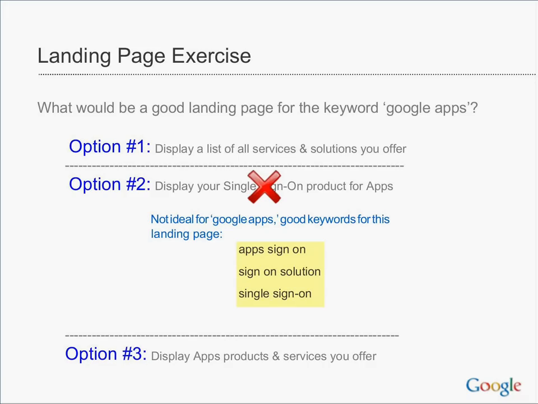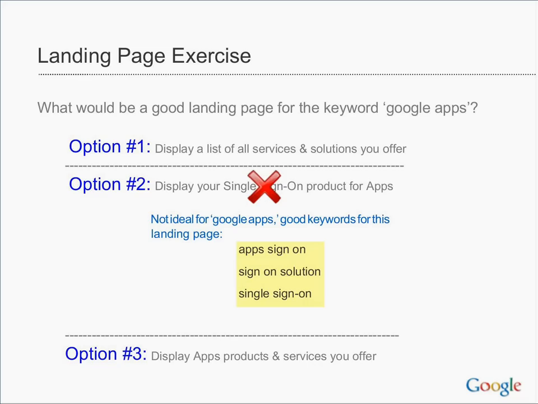Now, option number 2, display your single sign-on product for apps, is also not going to be ideal. We're going to the other extreme here. That type of landing page is going to be a little bit too specific. Someone's looking for Google Apps. You want to show them everything you offer related to Google Apps and not just a single product. For this type of landing page, you're really going to want to use very specific keywords such as app sign-on solution, and single sign-on.